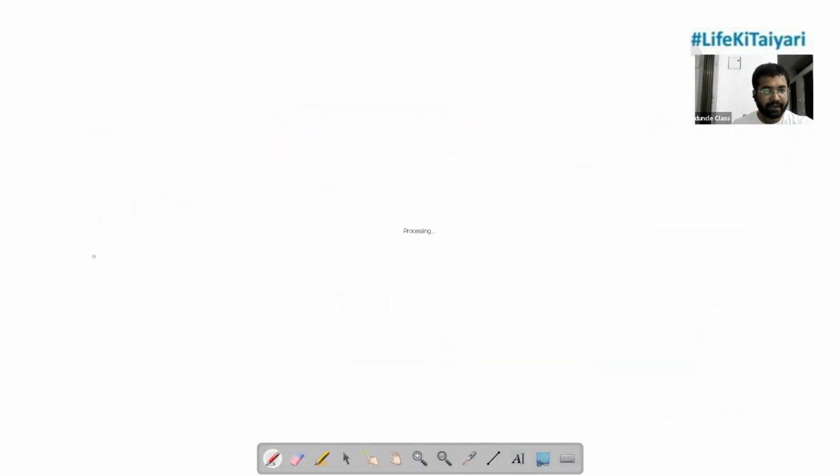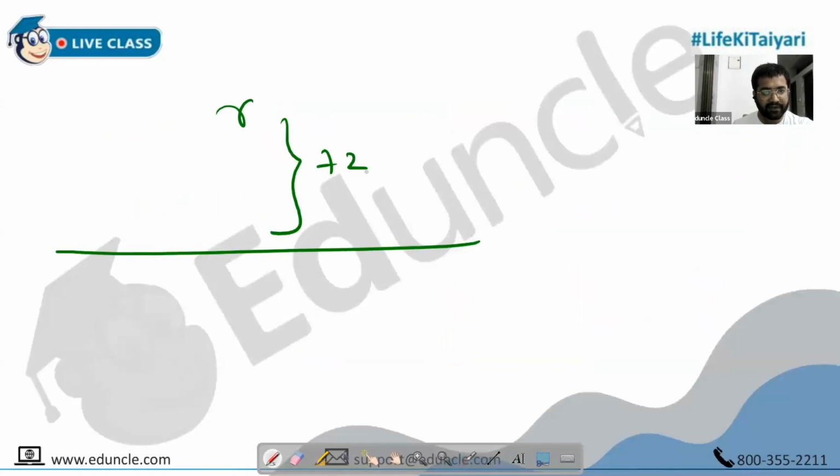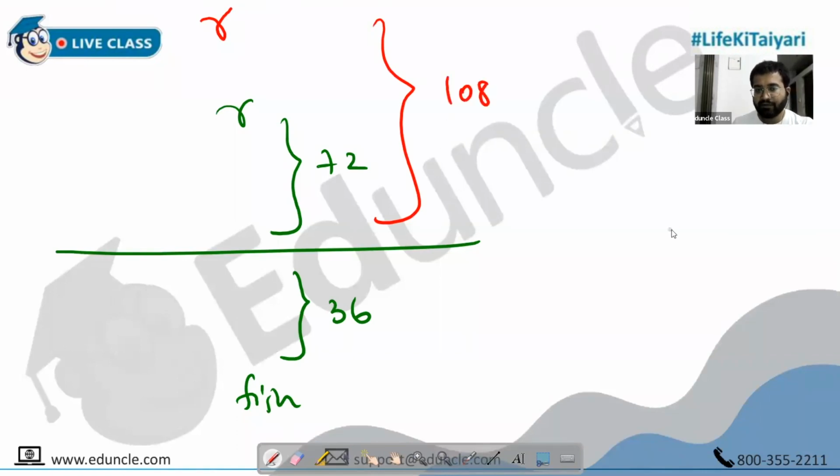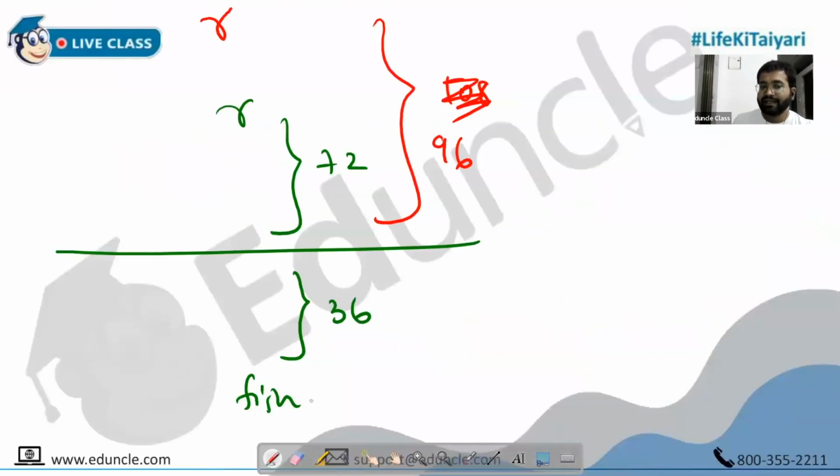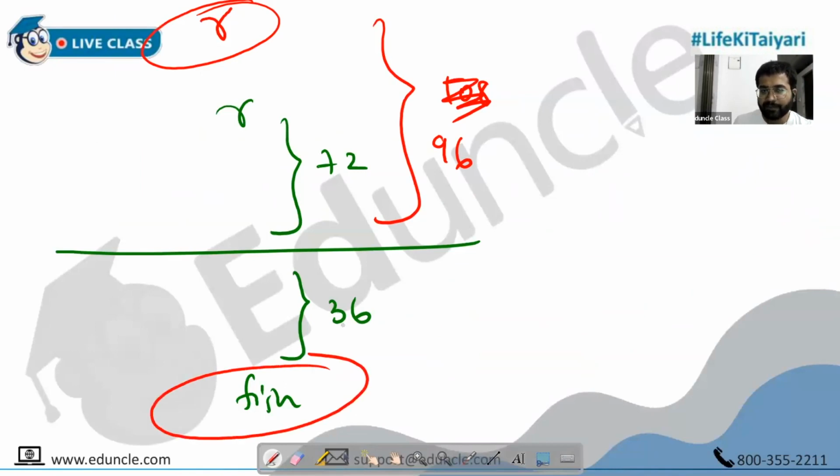See, initially bird is here at a distance of 72. Okay, fish is here at a distance of 36. Now fish is observing the bird. Apparent won't be smaller. Now apparent will be larger. It's the other way around. So where will the fish see the bird? Fish will think that the bird is somewhere here. It will be larger this time. It won't be smaller this time. It's the other way around. Obviously you got that. Now you found out 96. So what is the distance of this bird from the fish, people? 96 plus 36. What is the answer?